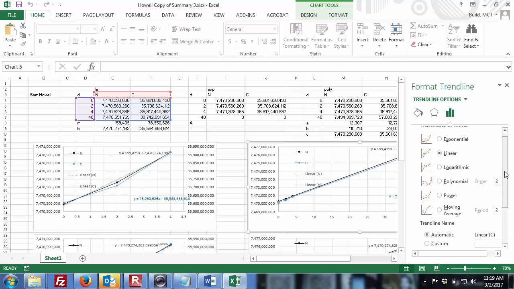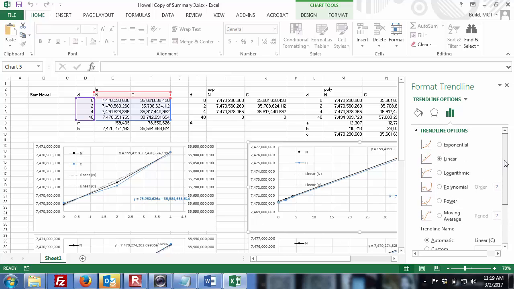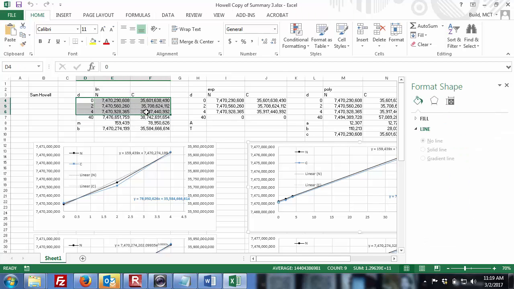What I'm not seeing at the moment: you do want to plot one on the primary axis and one on the secondary axis. Once you have your data, you can see right here, this student has taken the first three data points for the number of people and the carbon. There's your linear, there's your exponential, there's your polynomial.